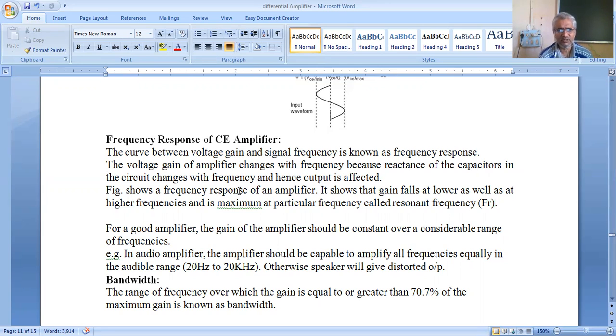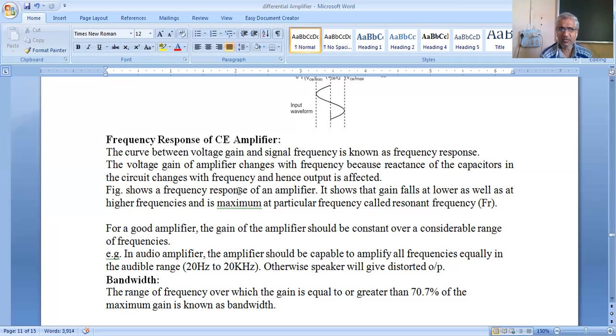changes with the frequency, and therefore the voltage gain of the amplifier may get affected at lower frequency as well as at higher frequencies, and therefore there is a certain frequency range over which the gain of the amplifier is constant. So the range of frequencies over which the gain of the amplifier is constant is called the bandwidth of that amplifier. So higher the bandwidth, better is the amplifier.